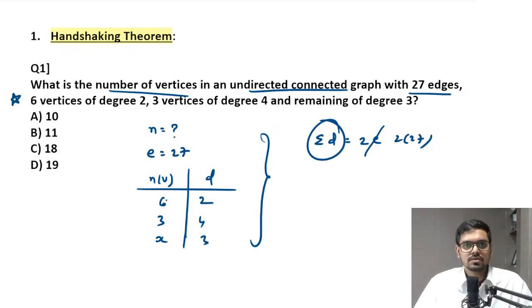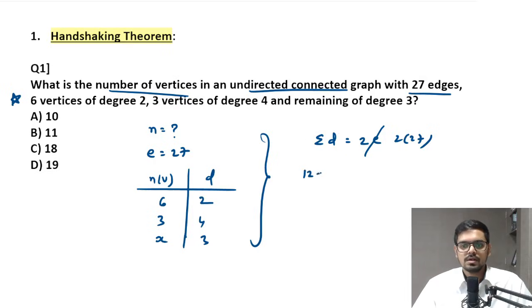Now use the statistics concept. If you want to do the summation, it would be 6 into 2 plus 3 into 4 plus x into 3. This is the summation of the degree. Understood? The reason is very simple. We have 6 vertices and every vertex is having degree 2. So if you want to sum up, you will say 6 into 2. You can also do it manually, 2 plus 2 plus 2 plus 2 plus 2 plus 2, you will get 12, or you simply use the maths 6 into 2. I hope you got the idea.